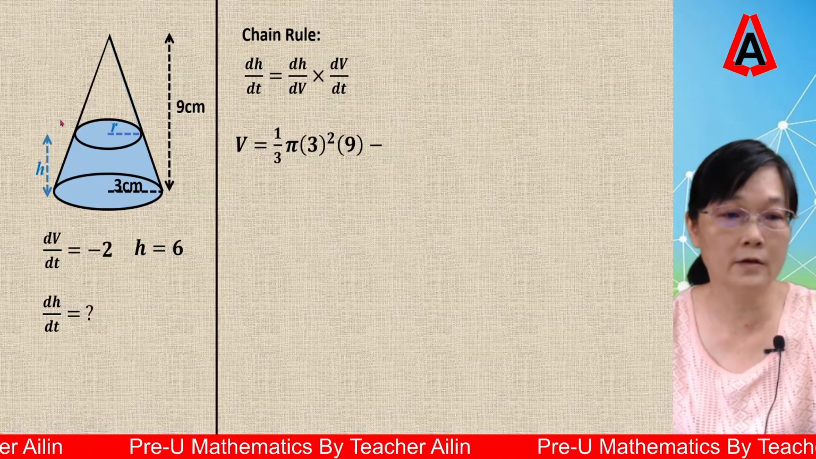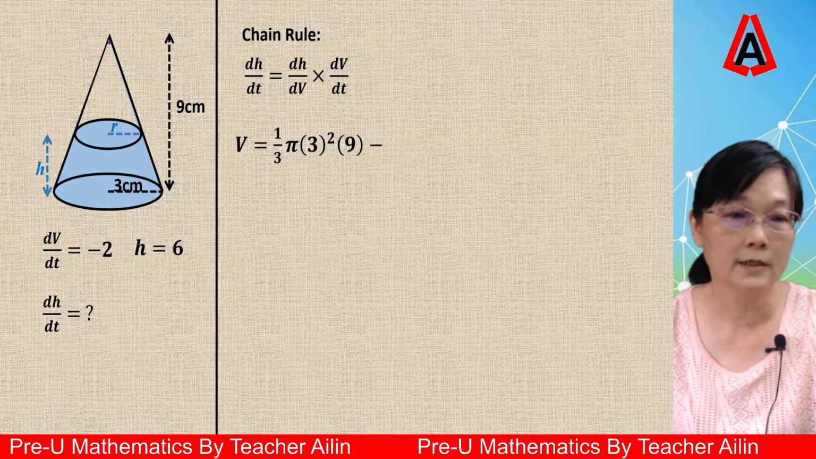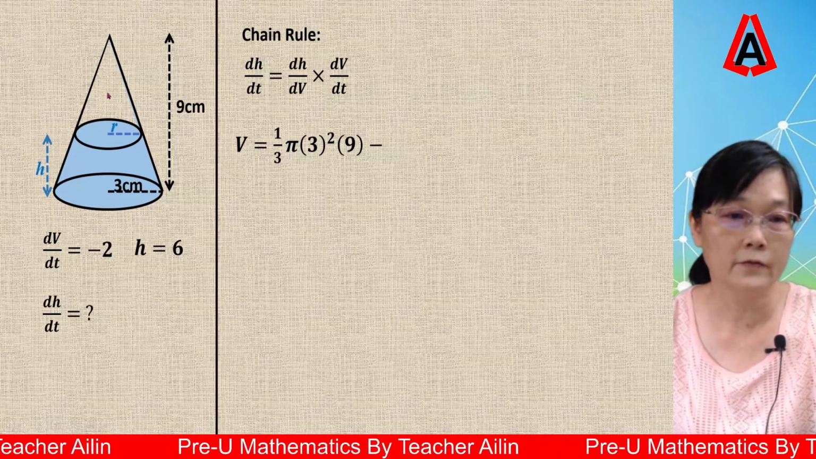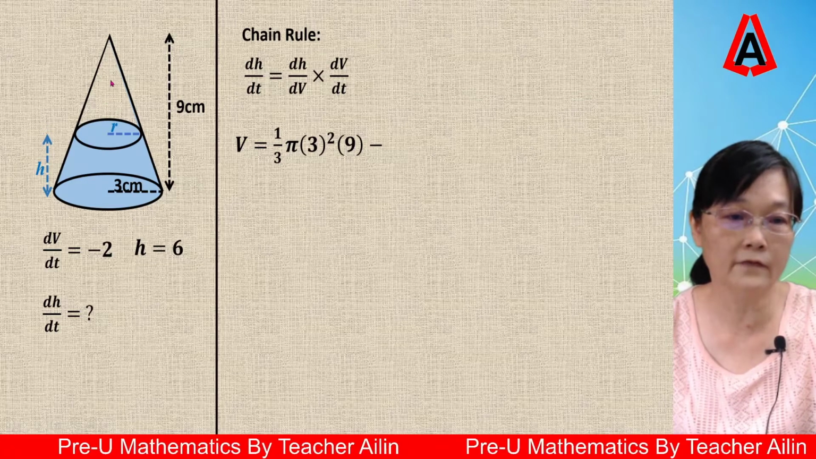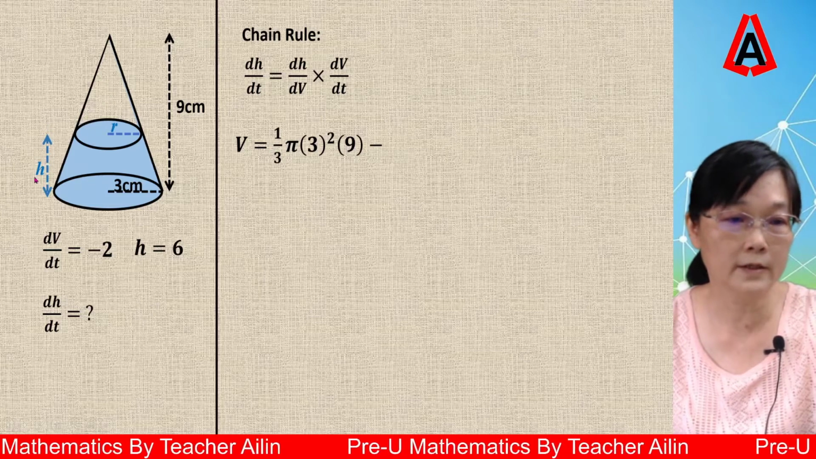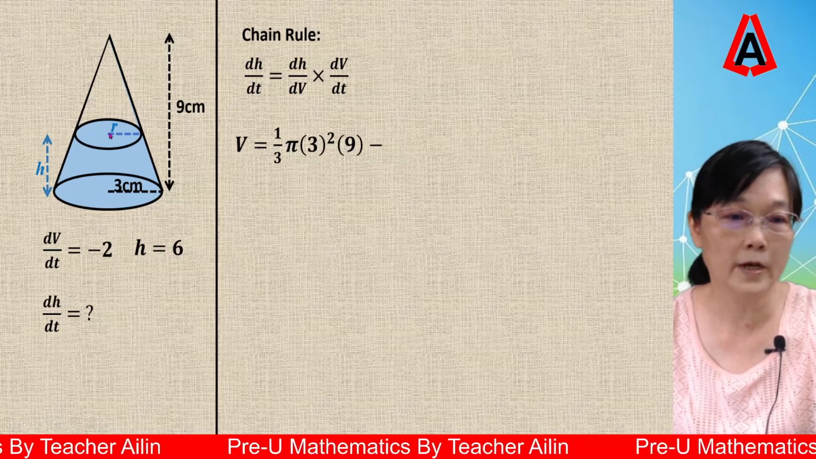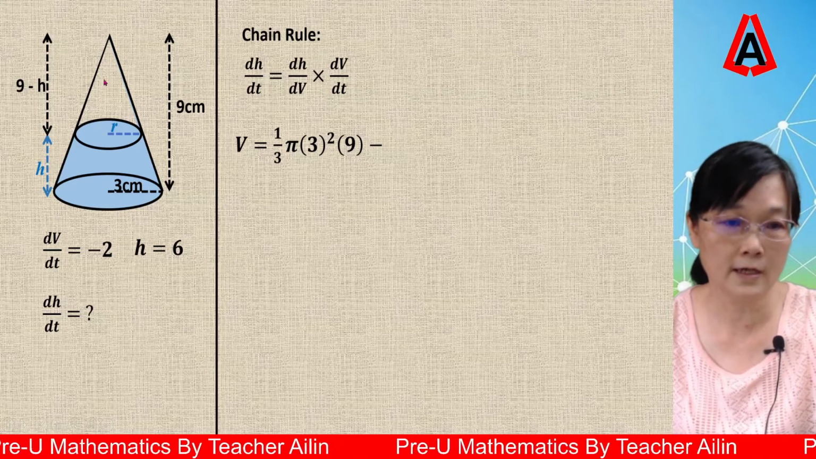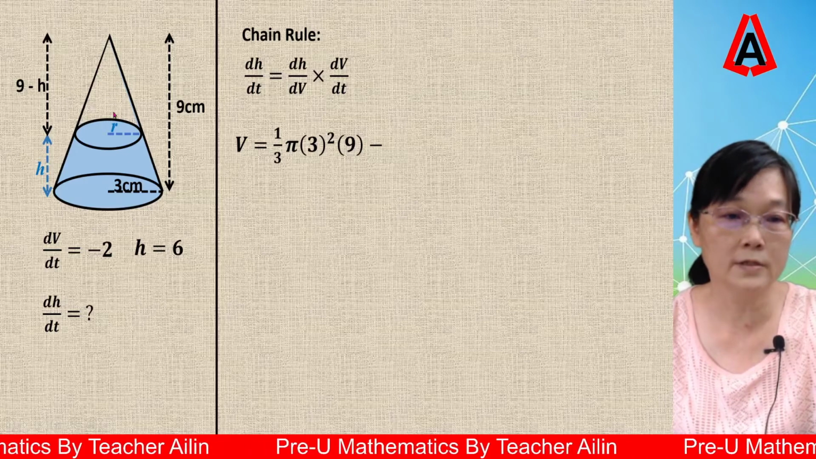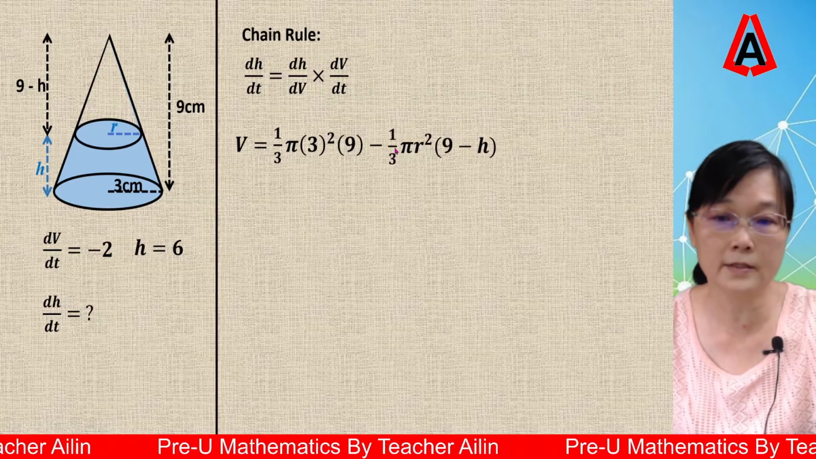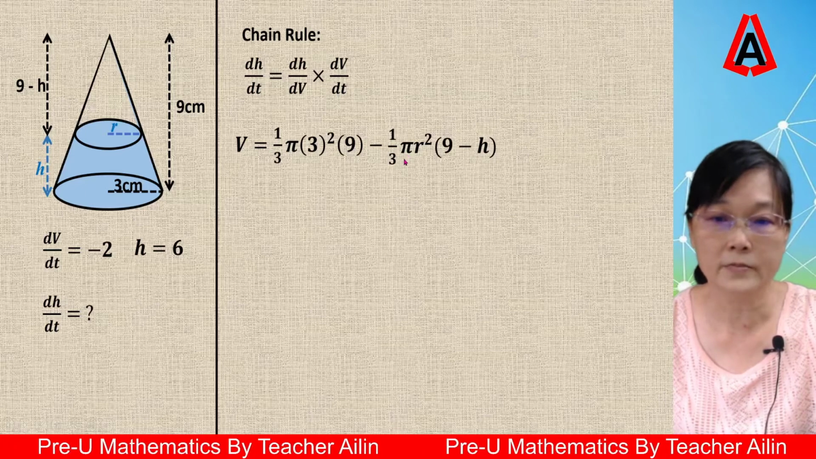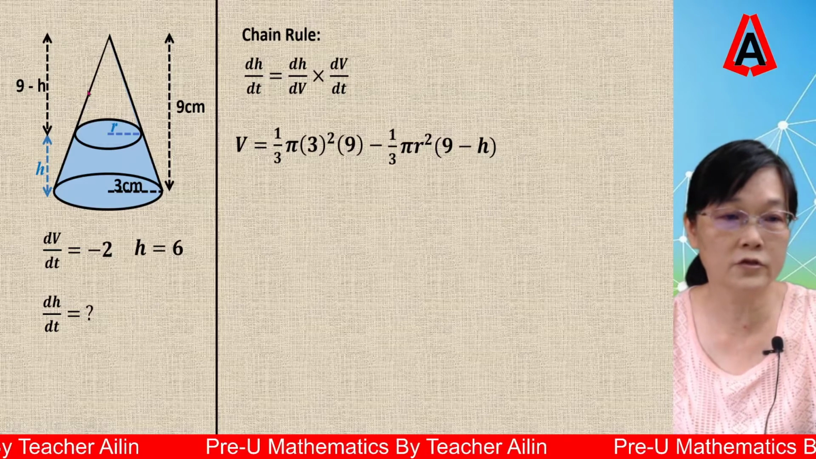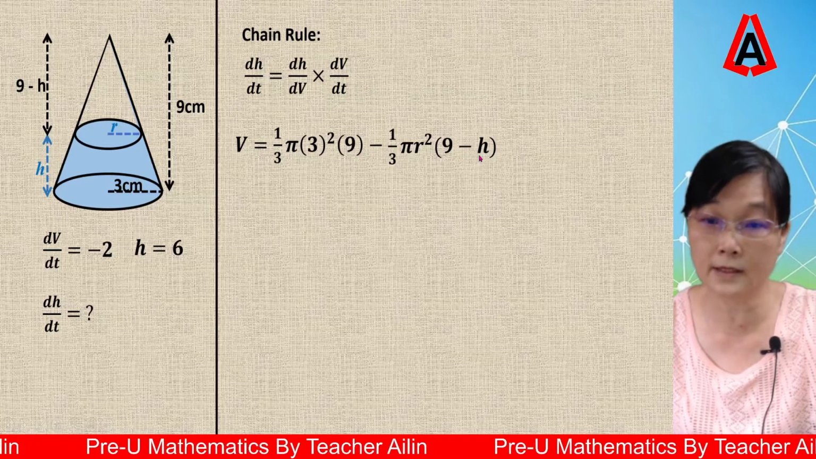For height, we cannot use h because the height of this empty part is not h. So we need to find the height of this empty part here. When we look at the diagram, the height of this part is 9 minus h. So the volume of this empty part is 1 over 3 times pi r squared times the height of the cone shape, that is 9 minus h.